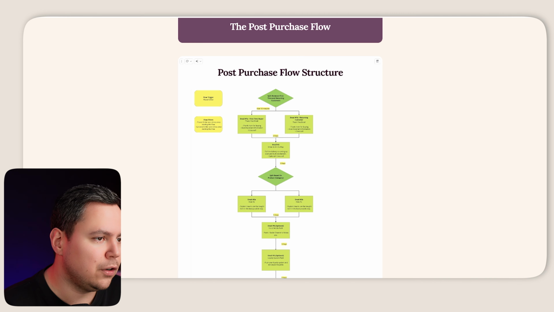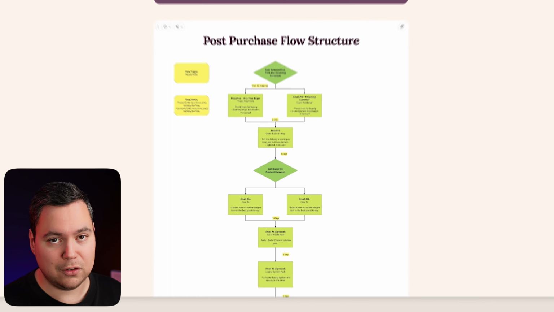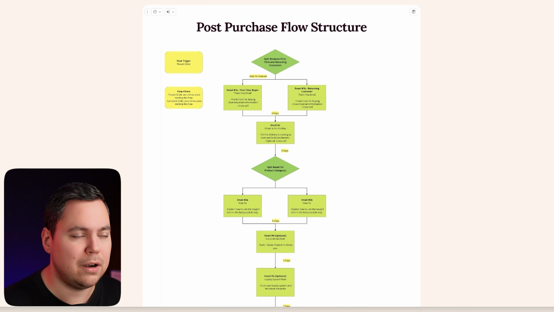And the second filter is canceled order 0 times since starting this flow. So if someone purchases, gets the post-purchase flow, but then cancels their order, they won't receive the rest of the flow for obvious reasons. Then the flow structure itself.